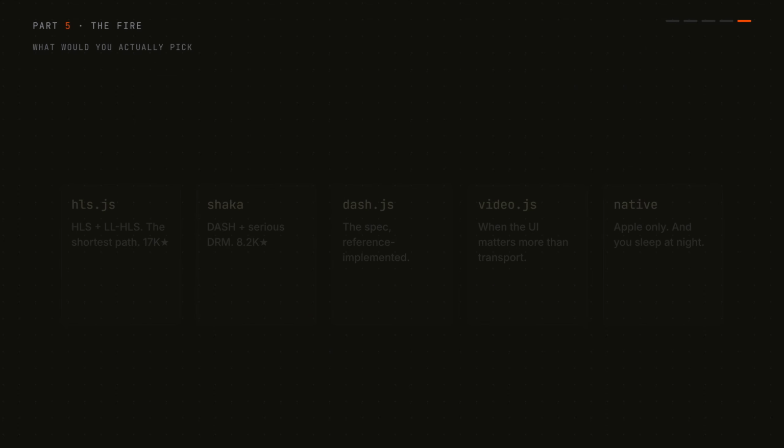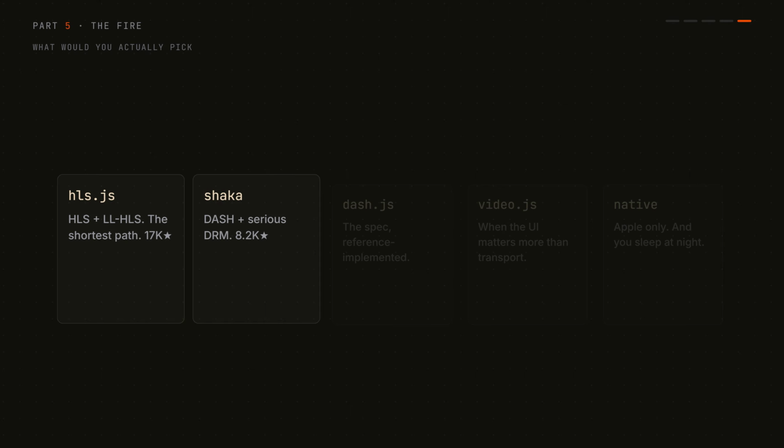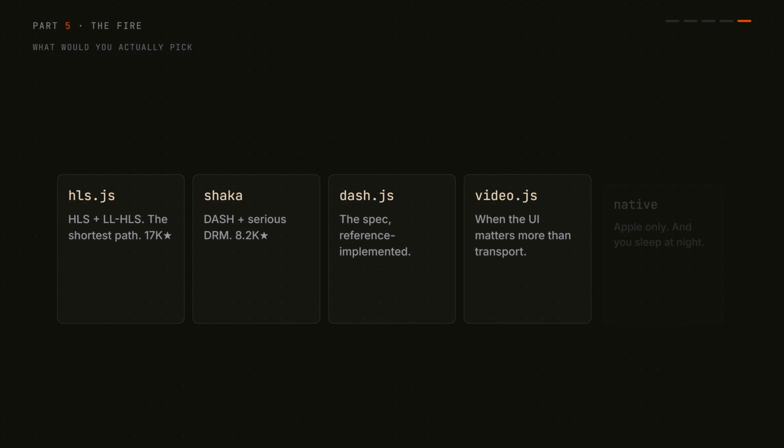So, what would you actually pick? hls.js if you're serving HLS and want the shortest path. Shaka if you need dash and serious DRM. Dash.js if you're living in the spec. Video.js if the UI matters more than the transport. Native if you're only on Apple and you enjoy sleeping. One footnote. The comment at the top of that clever estimator says, heavily inspired from Shaka Player. The two biggest players share their maths. Nobody's hiding it.